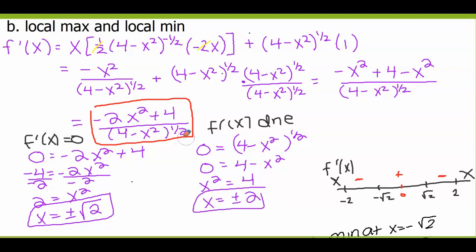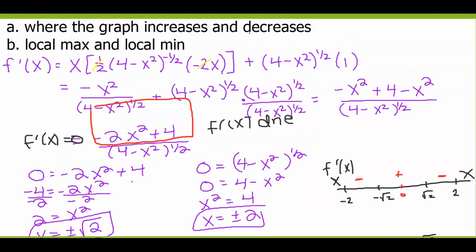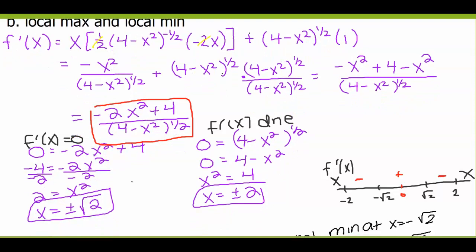So for part A, it said, where are we increasing and decreasing? We are increasing from negative root 2 to root 2. And we don't include our endpoints because those are critical points. They're not really in the intervals of increase or decrease. And then it's decreasing. Now you can include this endpoint because it's a hard domain. So negative 2 to negative root 2.